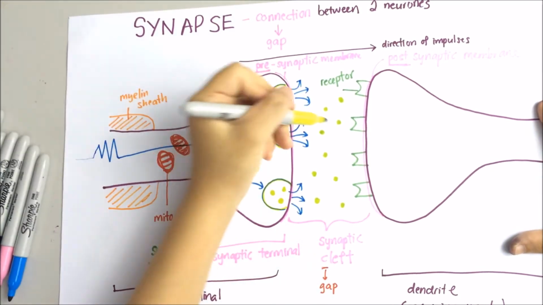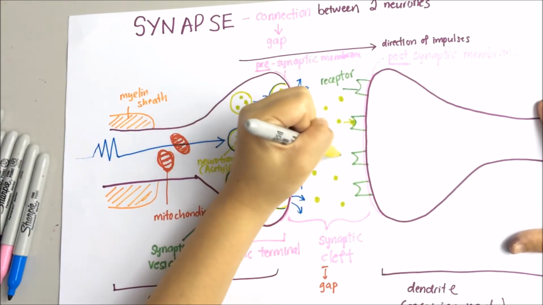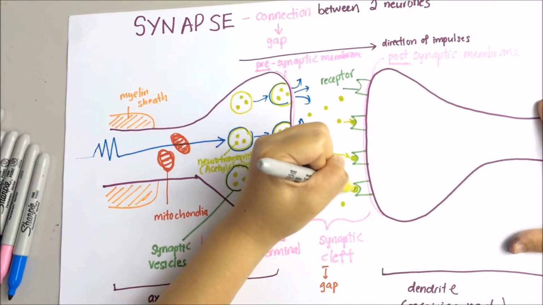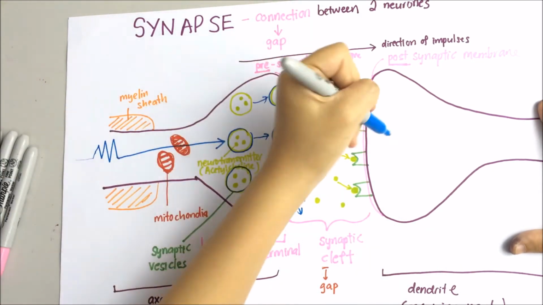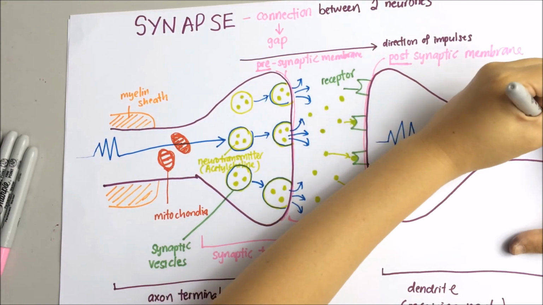So can you see here? The neurotransmitter attaches to the receptor. And this will generate a new electrical signal.